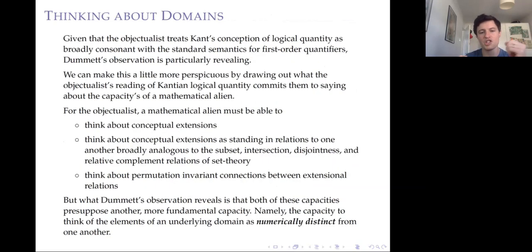We can use Dummett's observation here to make more precise what the objectualist is committed to with regards to the mathematical alien. So we already know that they're going to have to say that the mathematical alien is able to think about conceptual extensions as standing in relations like the subset relation, and be able to think about permutation invariant connections between such relations. What Dummett's observation reveals is they will also need to be able to do something else. That is, they will need to be able to think of the elements of an underlying domain as numerically distinct. So we'll need to think about the things in the extensions as numerically distinct from one another.